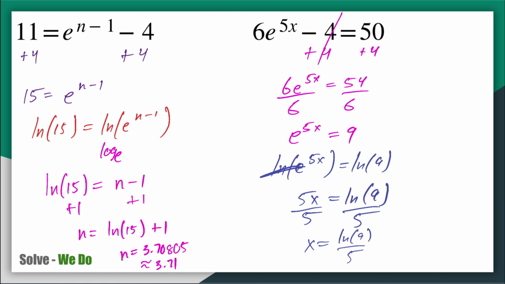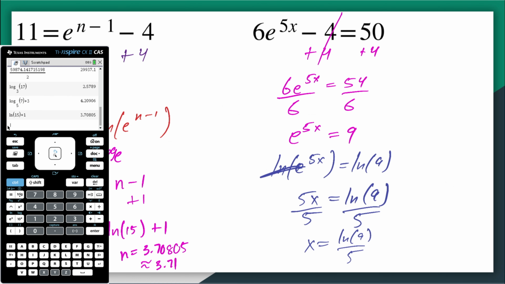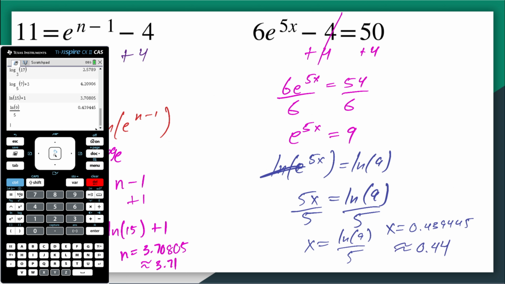Okay? I'm going to bring in my calculator here. Okay? And I'm going to get, let's see, I'm going to have to plug in the natural log of 9. And then divide that by 5, where I get an answer here of x is equal to 0.439445, or just approximately 0.44. Okay?